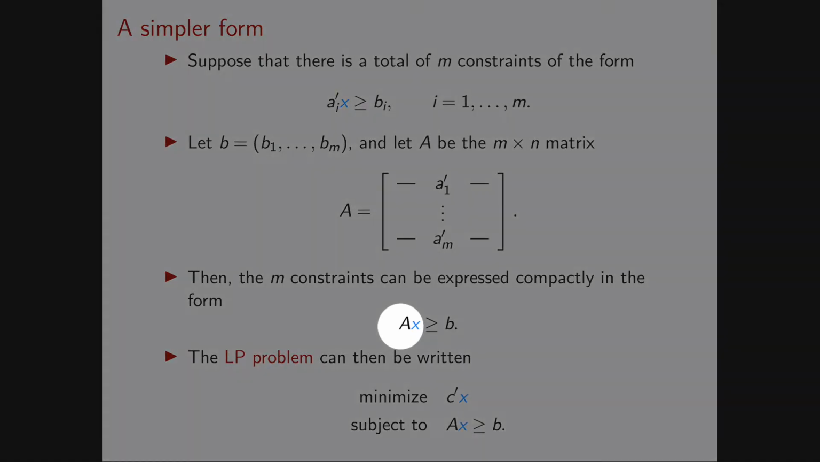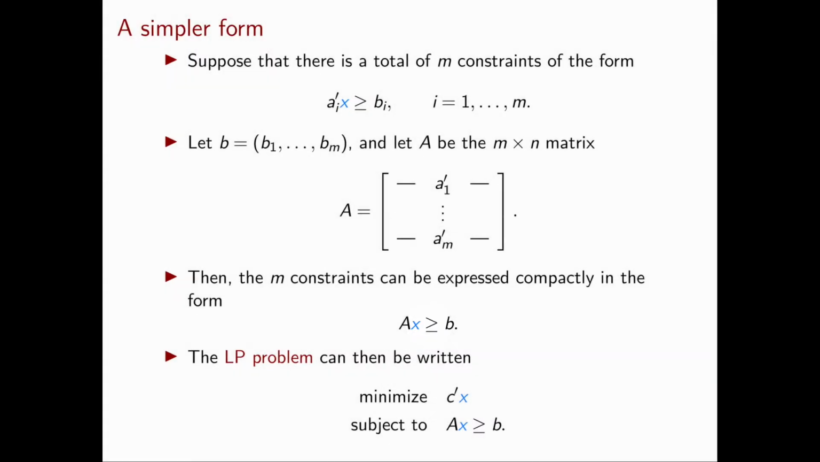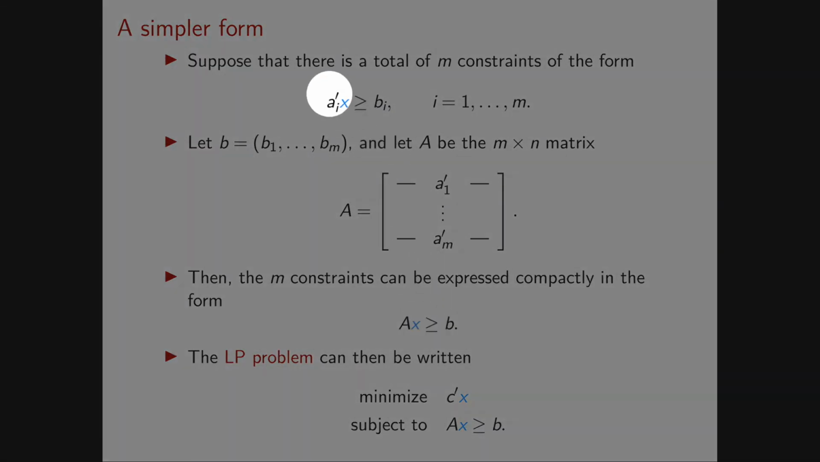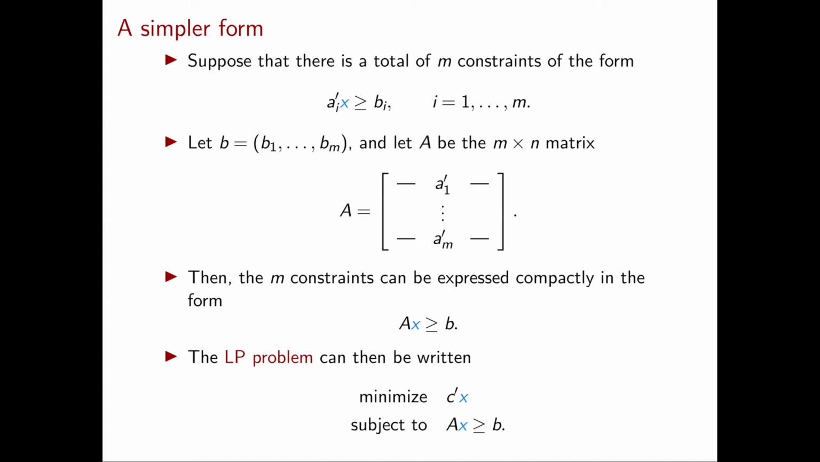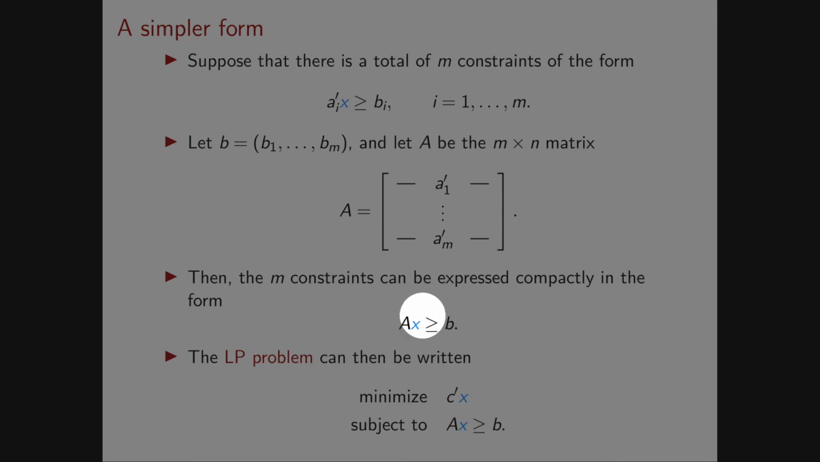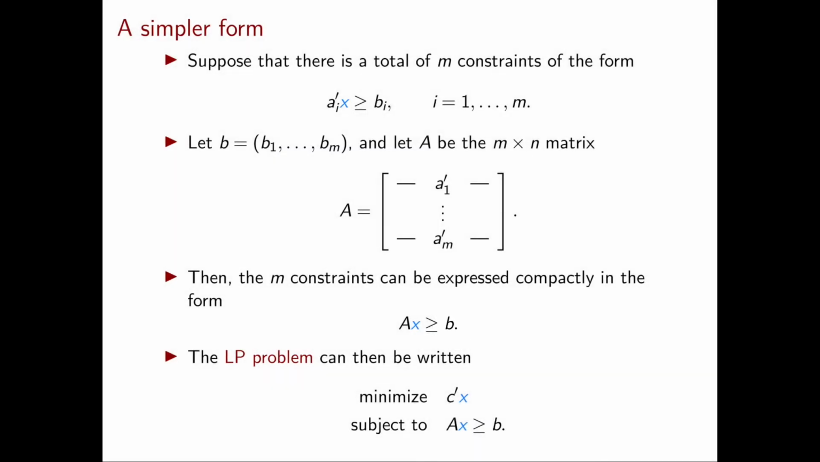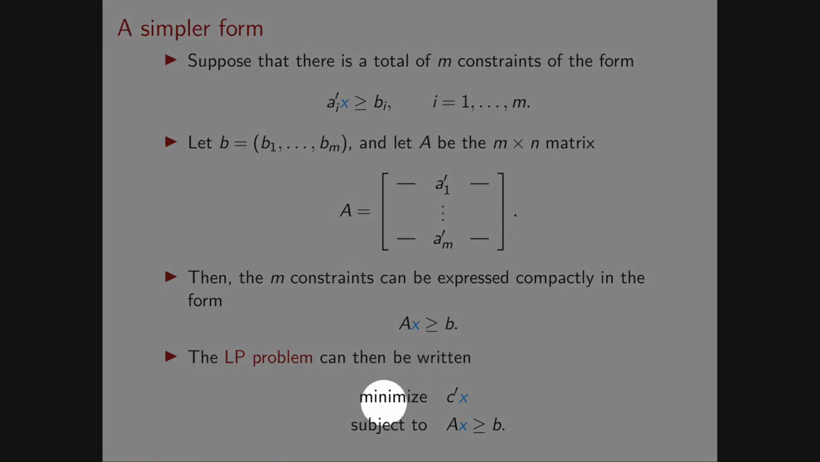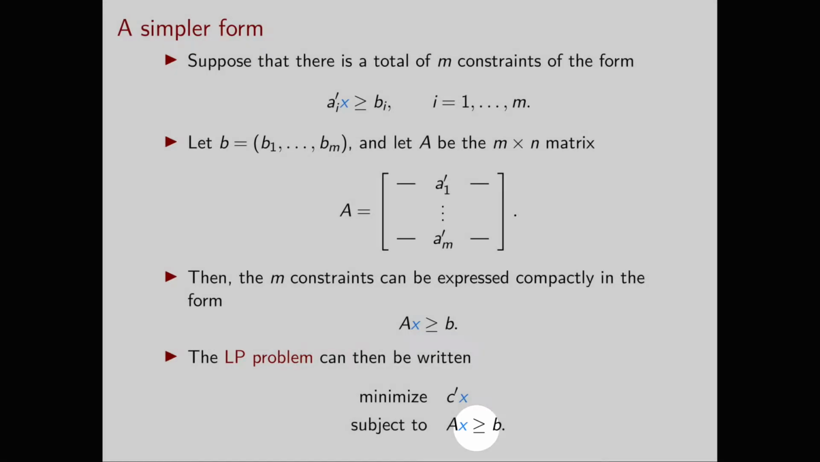The first component of Ax will be exactly a1 transpose x, while the first component of b is of course b1, and so the corresponding inequality will be exactly the first one, a1 transpose x greater than or equal to b1. If you consider the second component of the vector Ax and of the vector b, you obtain exactly the second inequality, and so on and so forth. You obtain all the m inequalities by looking at all the different m rows of these vectors. So at the end of the day, our linear programming problem can be written as minimizing c transpose x, nothing new here, subject to Ax greater than or equal to b.